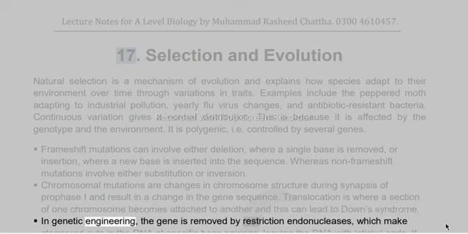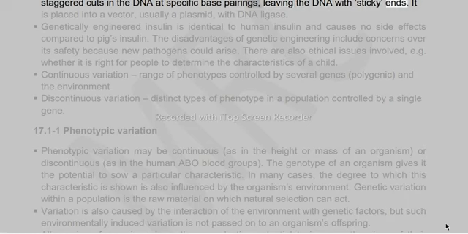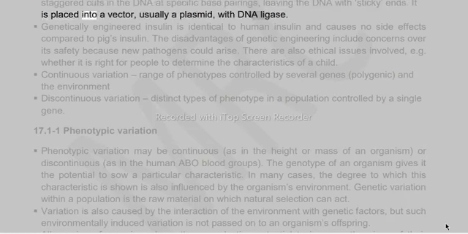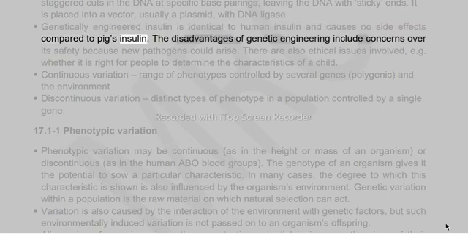Genetic engineering: the gene is removed by restriction endonuclease, which makes staggered cuts in the DNA at specific base pairings, leaving the DNA with sticky ends. It is placed into a vector, usually a plasmid, with DNA ligase. Genetically engineered insulin is identical to human insulin and causes no side effects compared to pig's insulin.